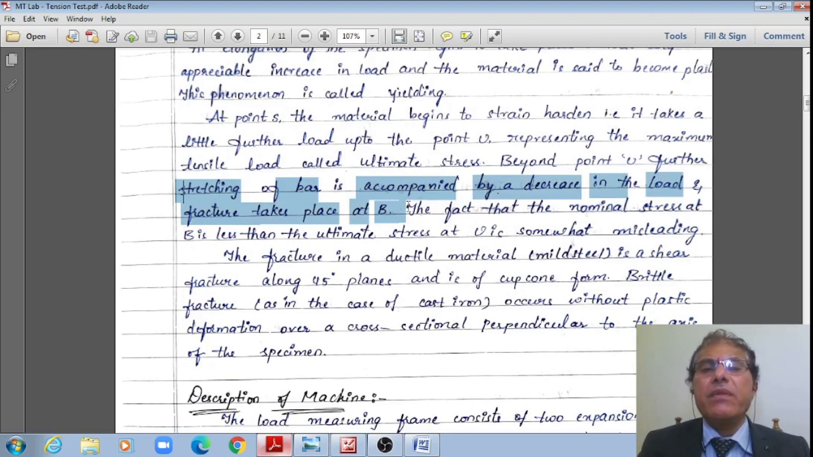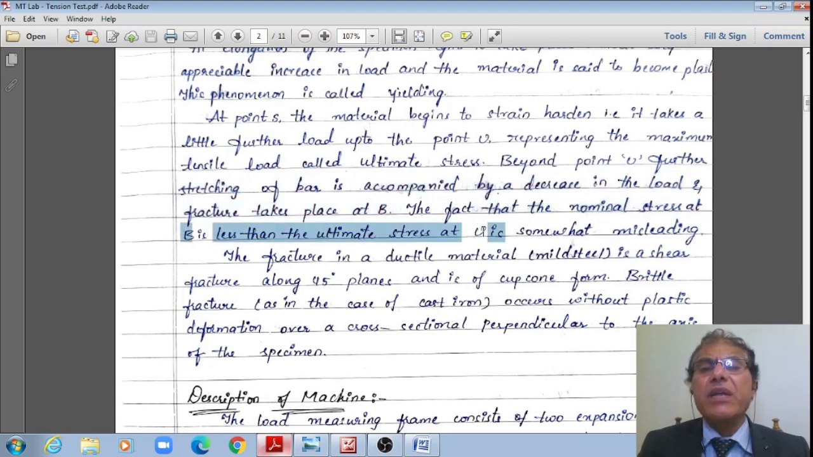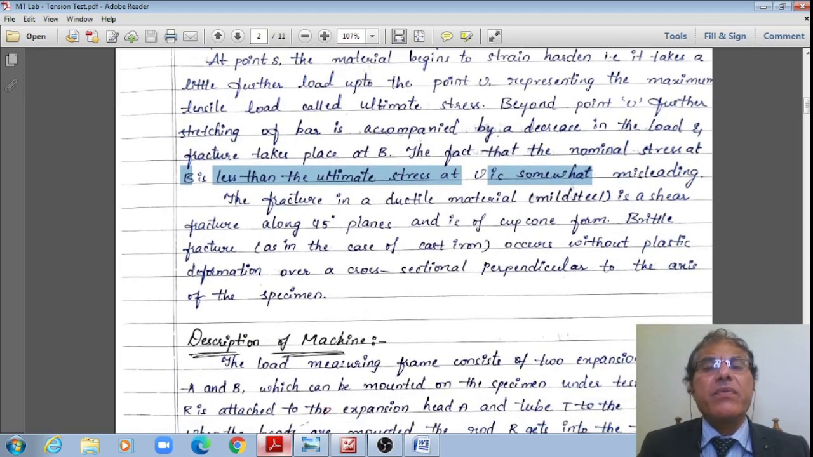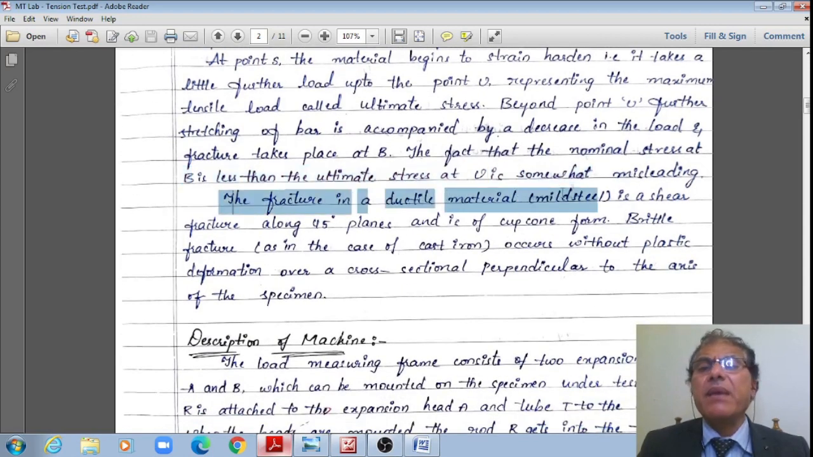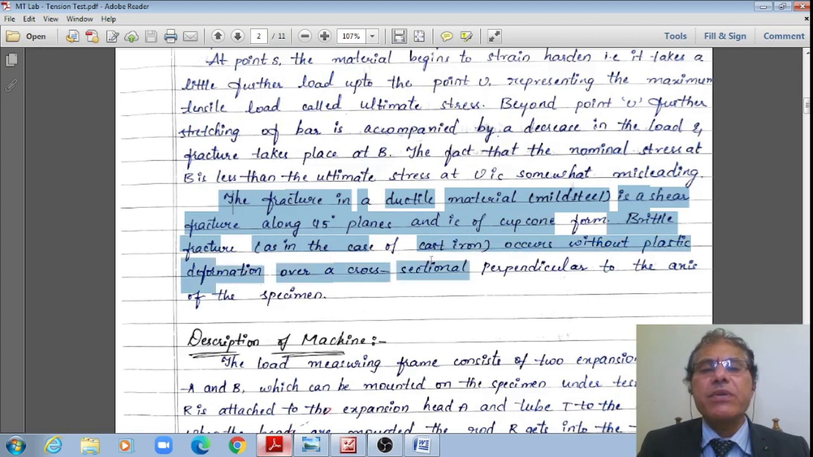The fact that the nominal stress at B is less than the ultimate stress at U is somewhat misleading. The fracture in ductile material, mild steel, is a shear fracture along 45 degree planes and is of cup and cone form. Brittle fracture, as in the case of cast iron, occurs without plastic deformation over a cross-section perpendicular to the axis of the specimen.